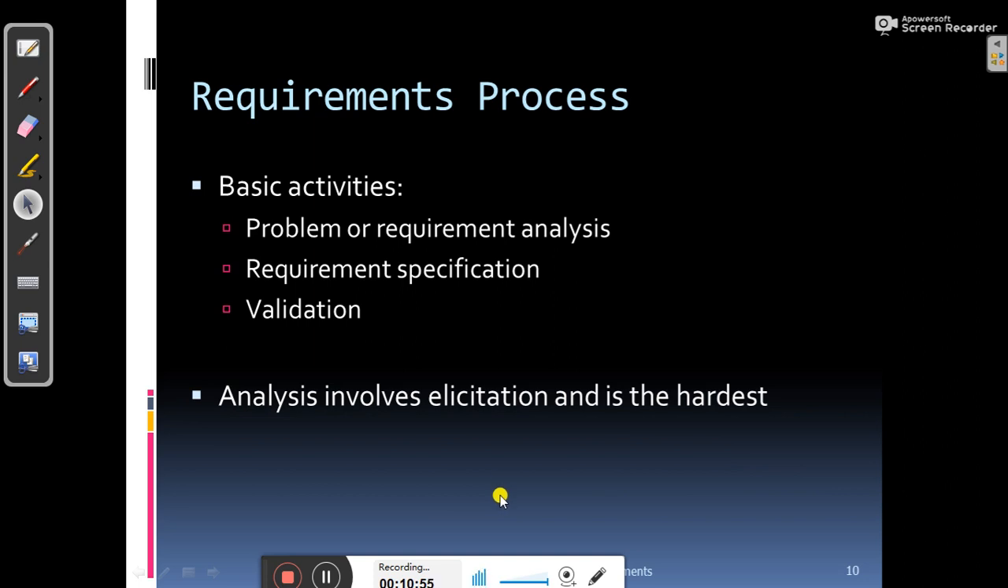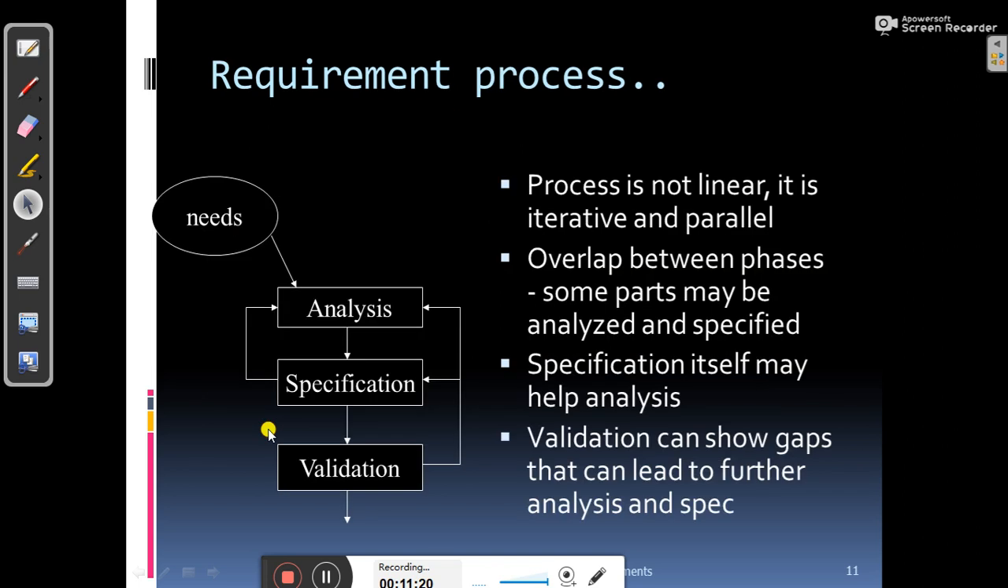So the requirement process has basic activities: we first need to understand the problem and analyze the requirements, then we go for requirement specification, then we go for validation. Analysis involves elicitation and is the hardest. So in this first stage itself, you try to find the needs of the user, analyze the needs of the user and of the software, and you try to build the analysis phase.